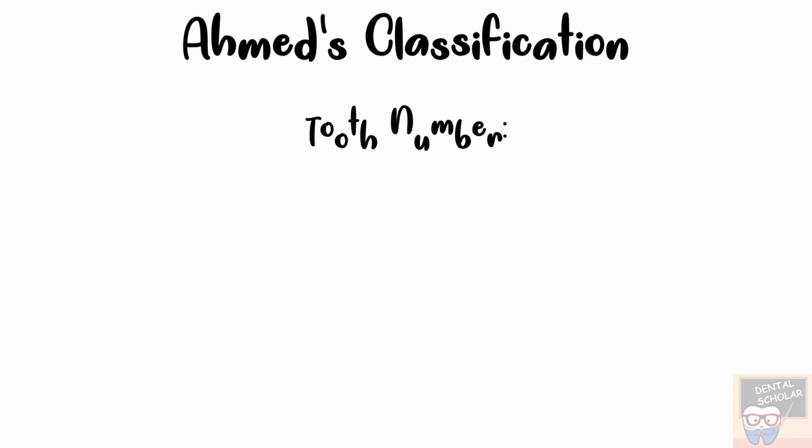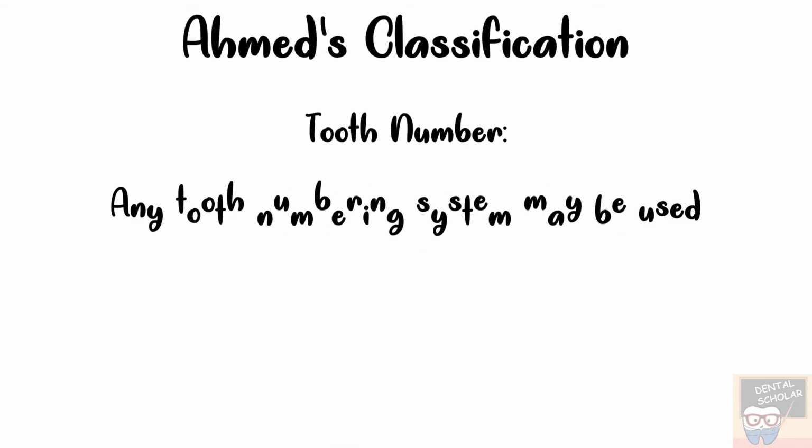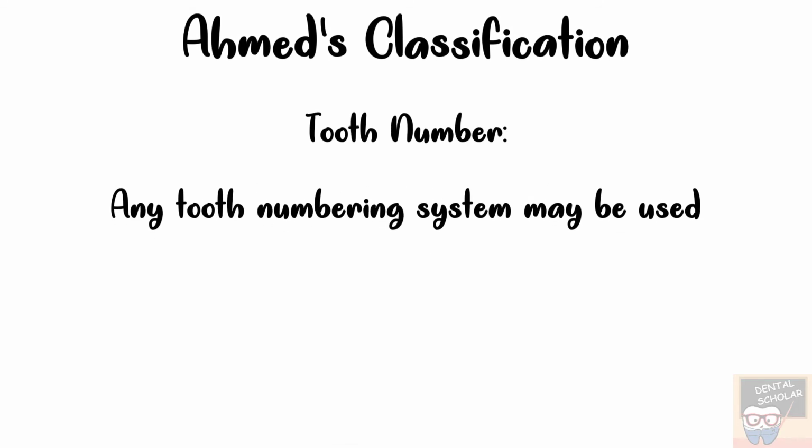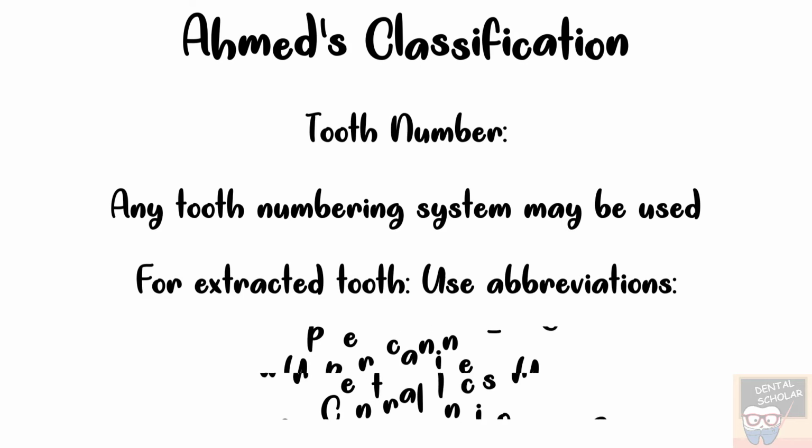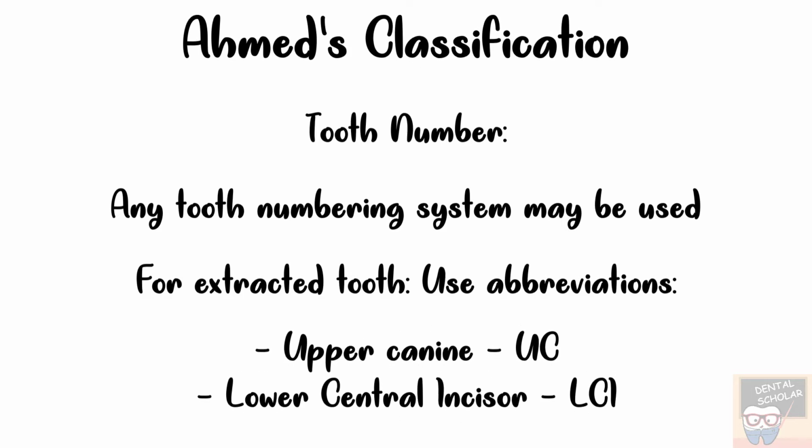As far as the tooth number is concerned, you may use any tooth numbering system. So, you may use Universal or FDI or Zsigmondy Palmer, it's your wish. But in this video, I'll be using FDI system. For the extracted tooth, you may use abbreviations. For example, for the upper canine, you may write UC. For lower central incisor, you may write LCI.